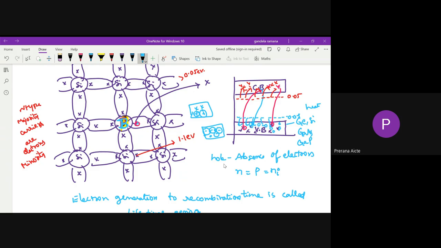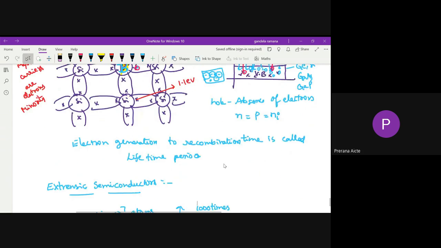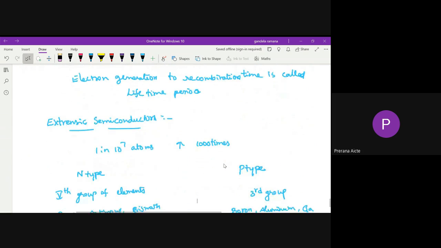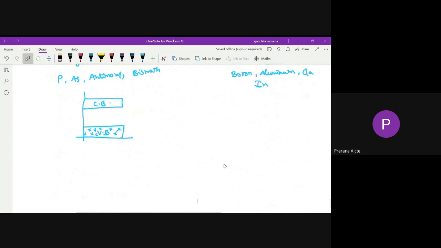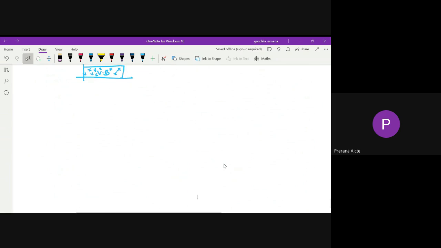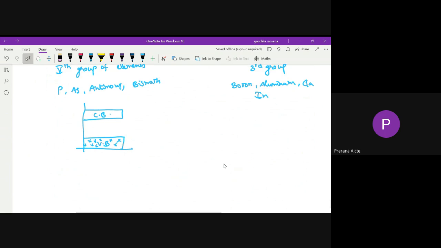So here are the differences of N type and P type semiconductor materials. By doping with fifth group elements, an N type material is formed. Examples are phosphorus, arsenic, antimony, bismuth. P type is formed by doping with third group elements. In N type, the majority carriers are electrons.